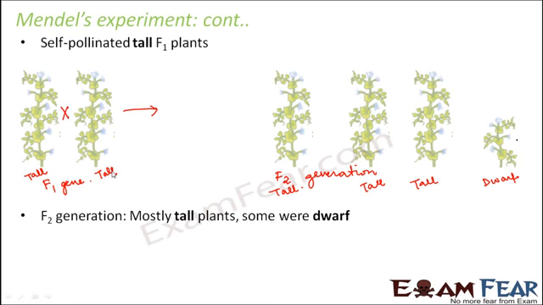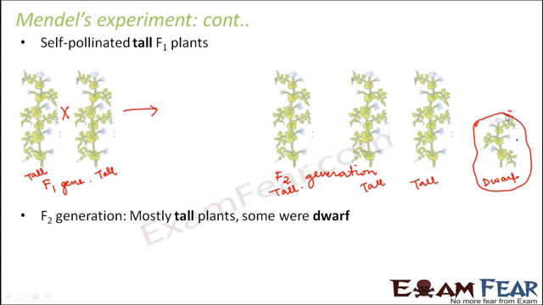Now when the tall plants were self-pollinated, there is no role of a dwarf plant. But then how come this dwarf plant appeared here? This was a very surprising observation. In the first generation there was no dwarf plant, even though one of the parents was dwarf. In the second generation, a dwarf plant was produced, even though there was no dwarf in the immediate parents, the F1 generation.